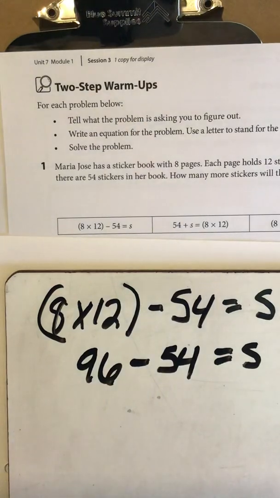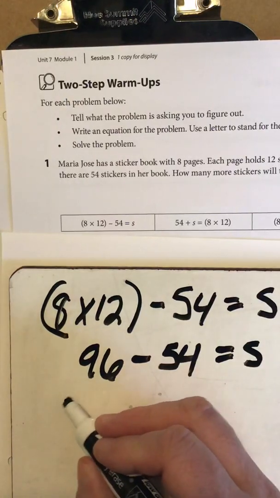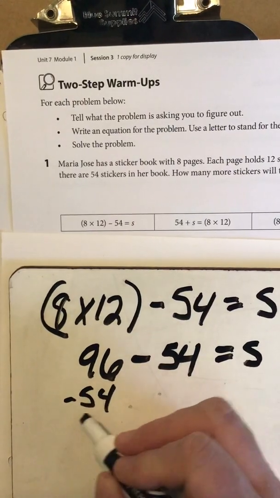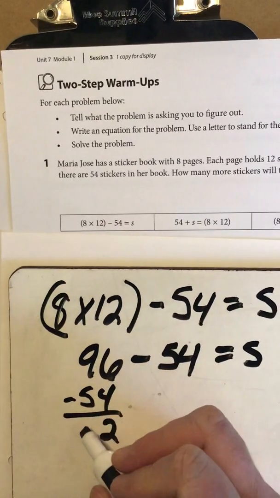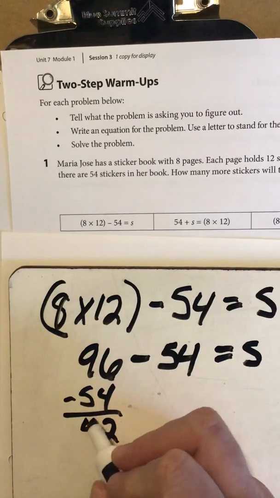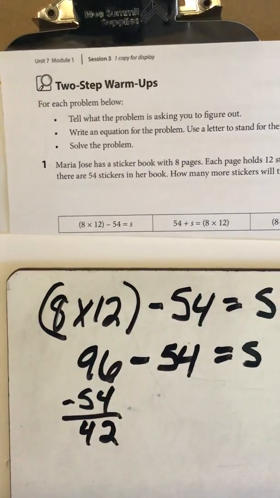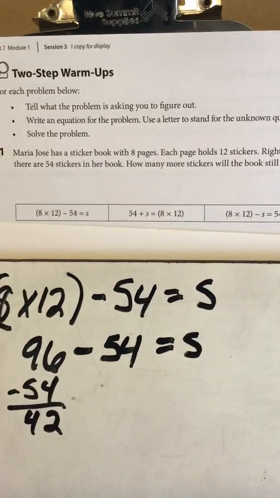Okay, so now I can subtract 54 from 96, and I can do this like the standard algorithm way, line it up. 4 from 6 is 2. 5 from 9 is 4. So 42. So how many more stickers will the book still hold? Okay, because we're asking how many.